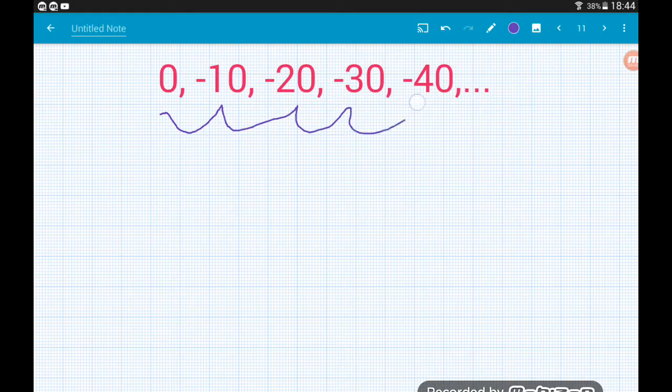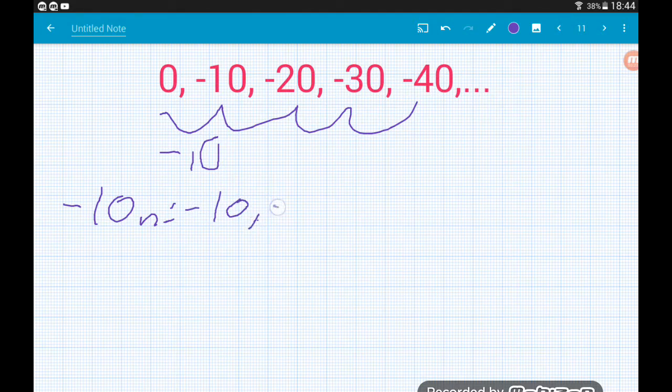So again, we've got a decreasing sequence, so we need to work out the difference. So we're going down in tens this time. So that tells us our sequence is something to do with minus 10n. So minus 10 times 1 is minus 10. Minus 10 times 2 is minus 20. Minus 10 times 3, minus 30. Minus 40. Minus 50. Etc.